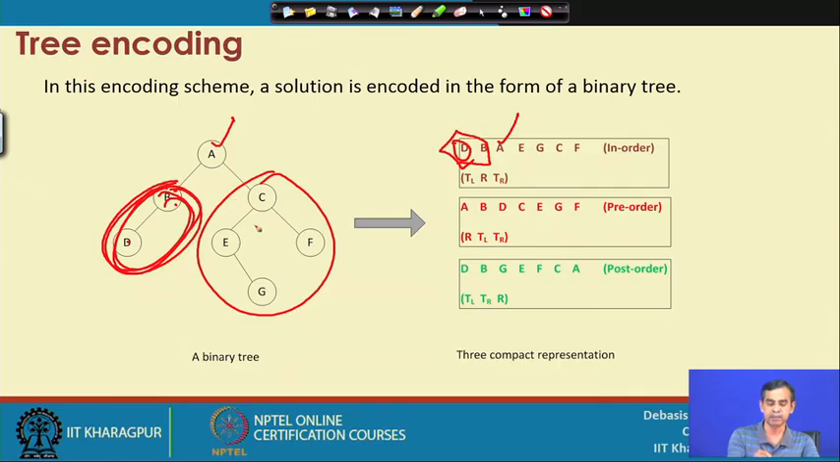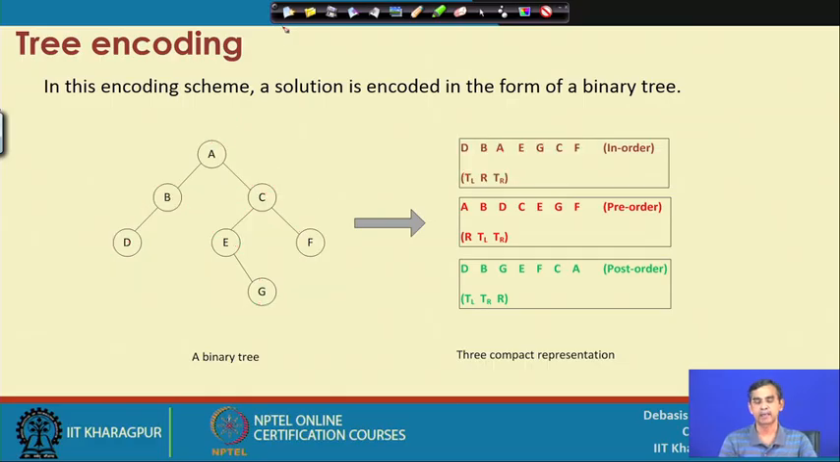Again visiting the right part means we have to visit this one. Visiting this part, it is empty, so no need to go there. So we will visit E, then G. So basically E and G. Visiting this one, then we will visit C, and then finally F will be visited. So this is the order. It is called the in order traversal.